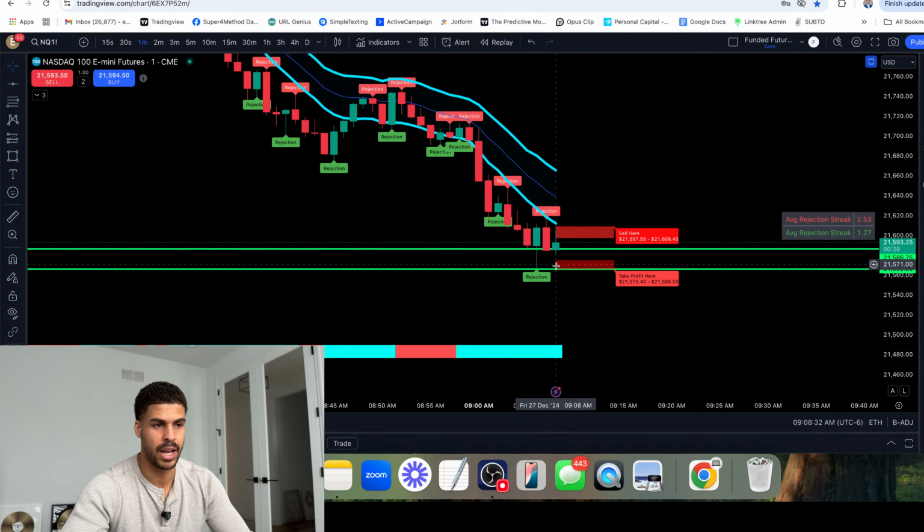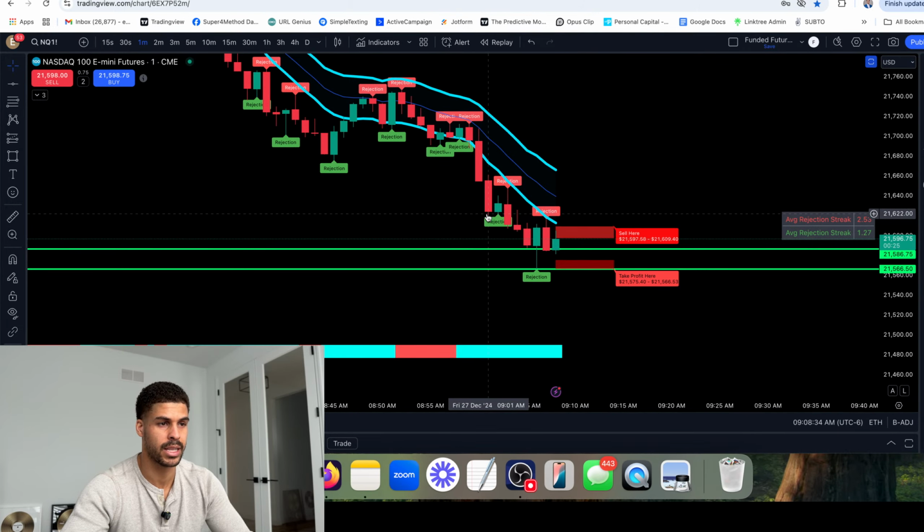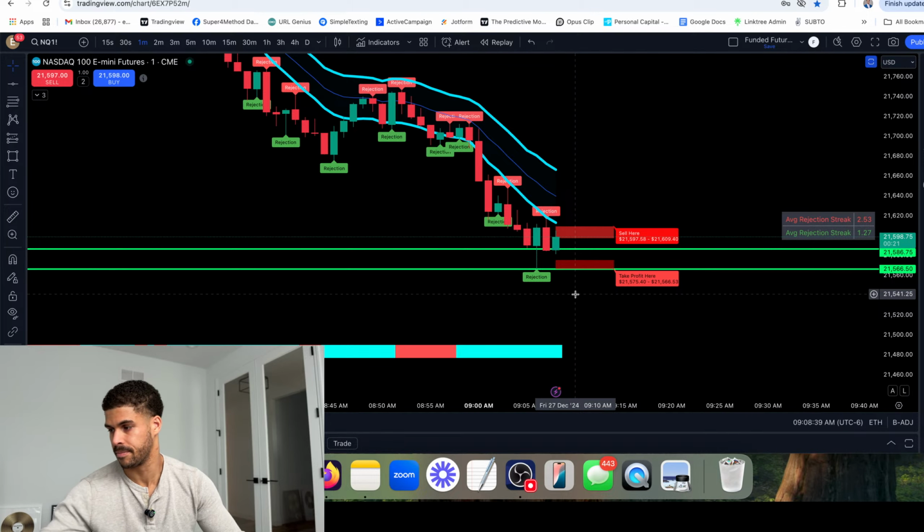But this spot is of heavy interest to me because we could get something like this, reject and then break through, reject and then break through. So we'll see.